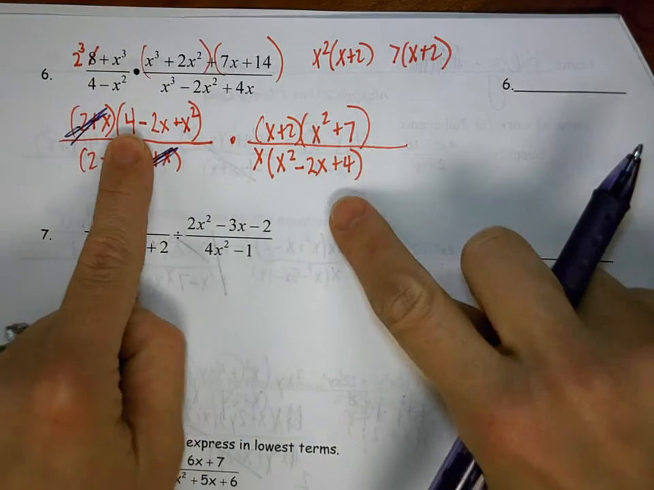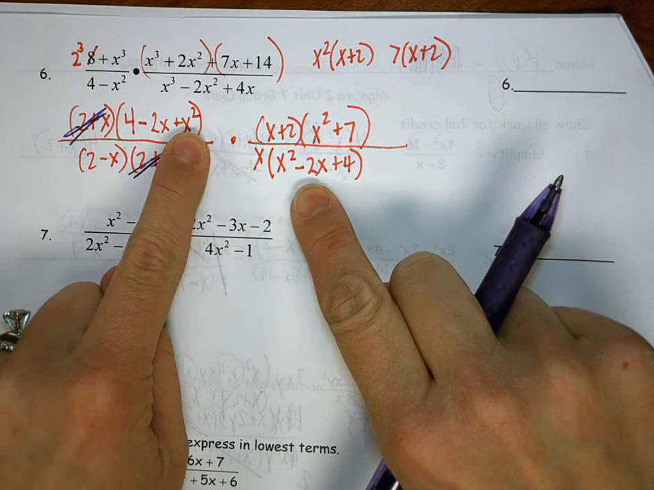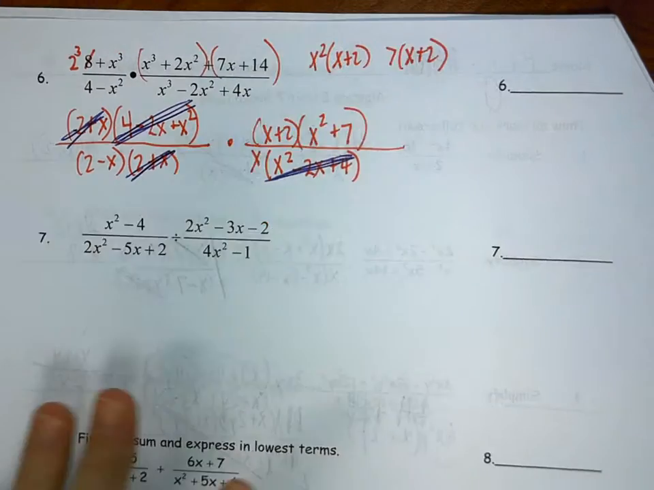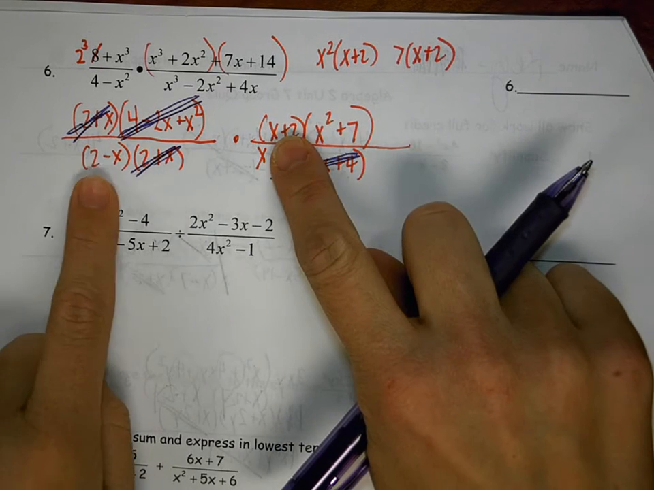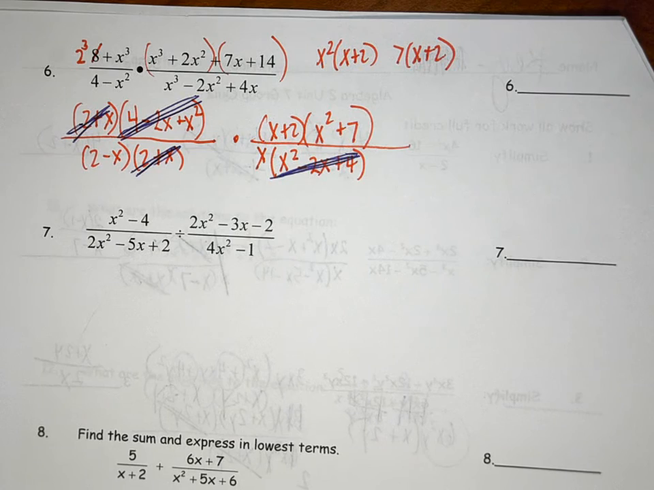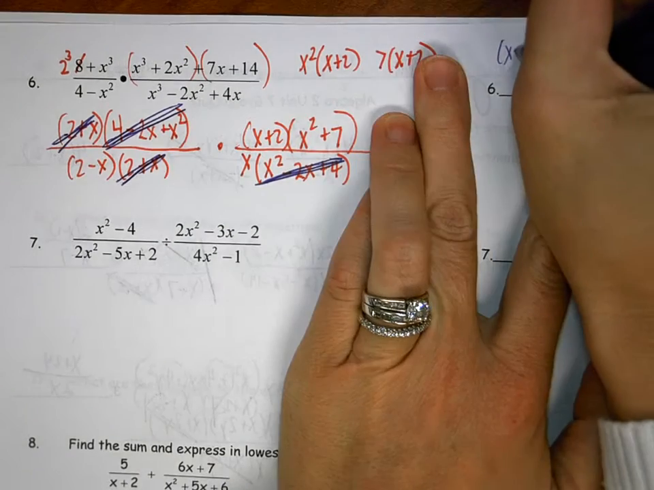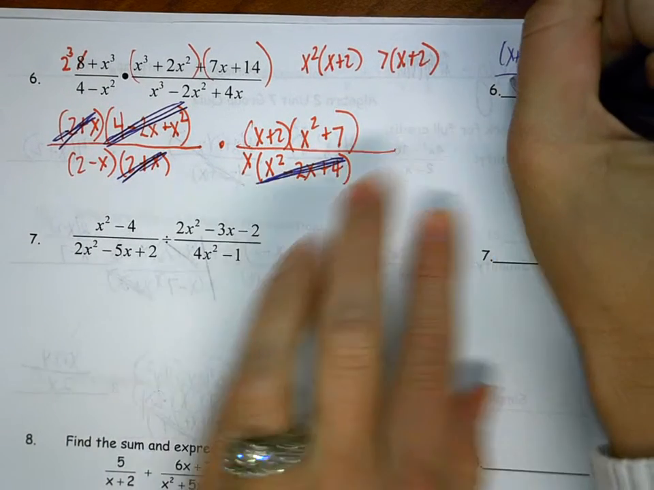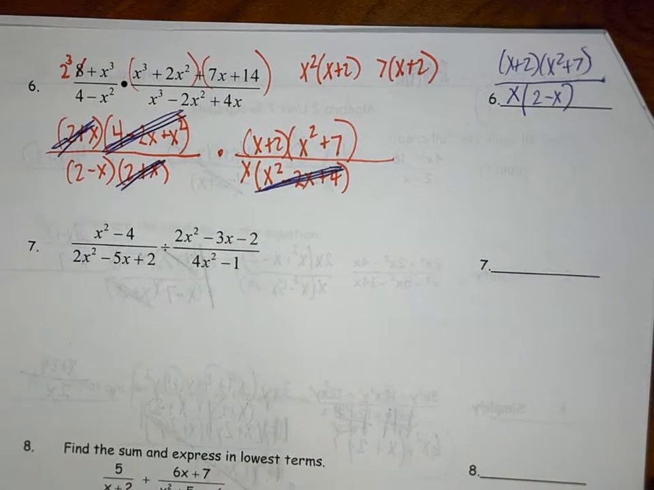If you look here, see how this 4 is positive and this 4 is positive? This 2x is negative, this 2x is negative, this x squared is positive, this x squared is positive. Okay, anything else? No. Because this has all pluses and this has a minus in it, so even if you took out a negative, one of the numbers would still be negative. So that's your answer. So we have x plus 2 times x squared plus 7 all over, and then I would put the x in front, and then you have 2 minus x. And that is your answer.